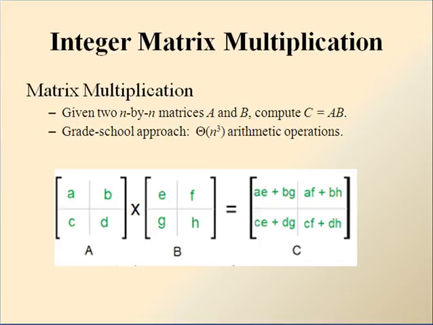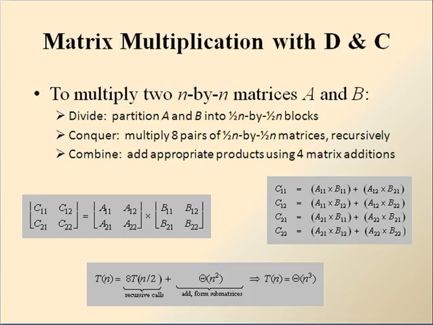Integer matrix multiplication. Given two n by n matrices A and B, we have to compute C, that is equal to A into B. If we again choose the grade school approach, there will be O of n cube arithmetic operations. Now how do we do it?